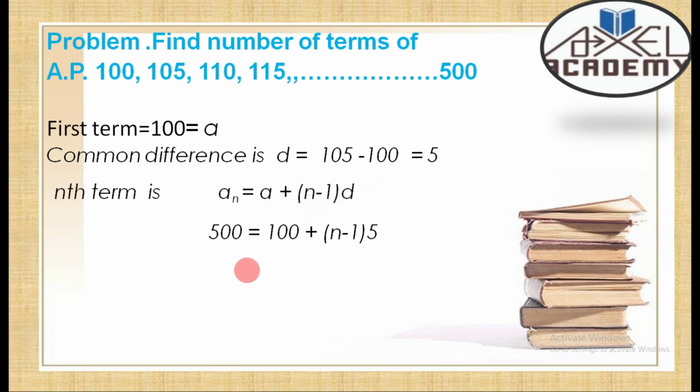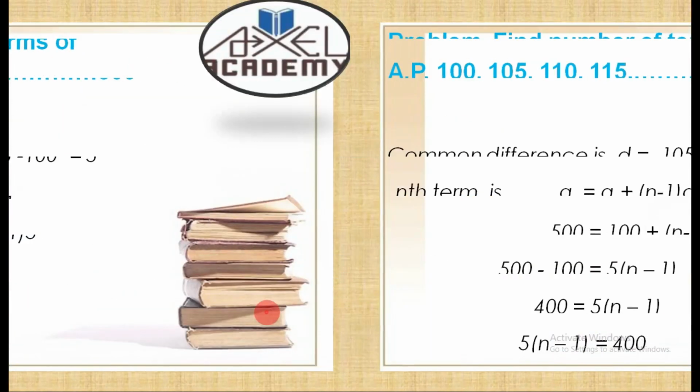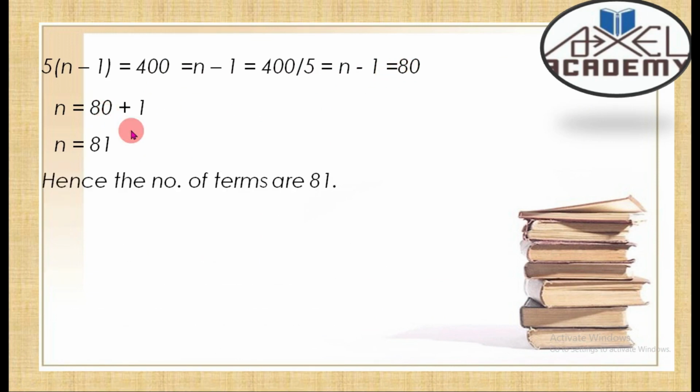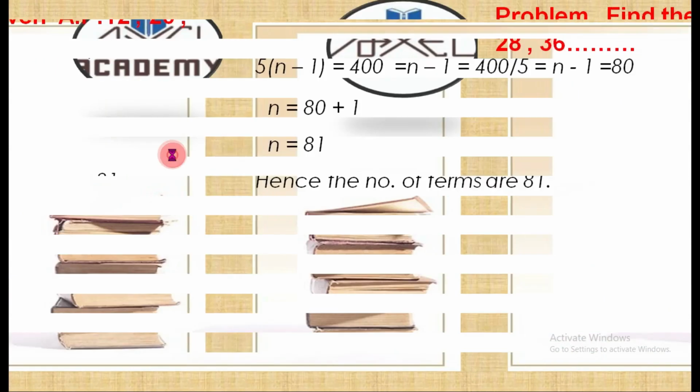So 500 minus 100, let's see its solution, is 400, and this is 5 into n minus 1. So 5 into n minus 1 is equal to 400. This is just simplification. So n minus 1 will be 400 by 5, which is 80. So n is 80 plus 1. Okay, so what we got? We got that there are 81 terms in that sequence.